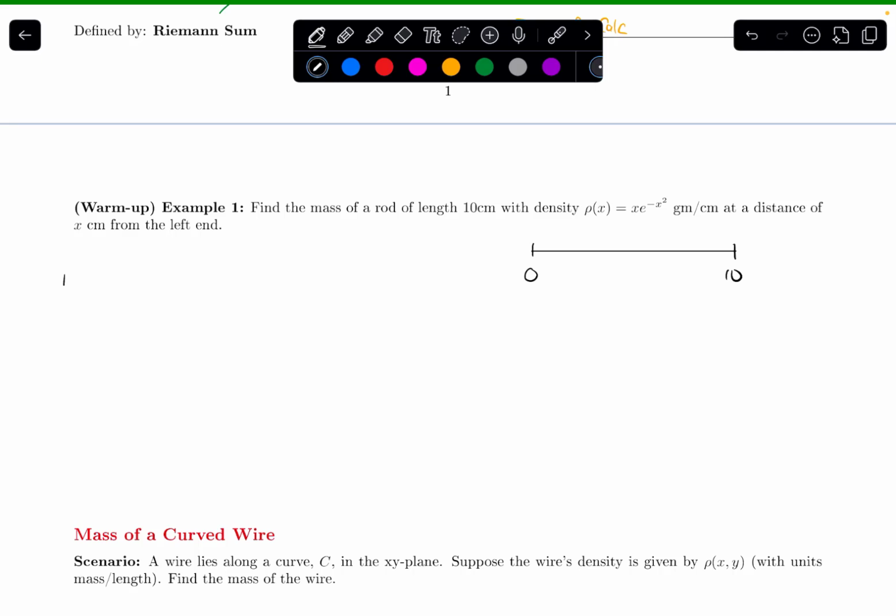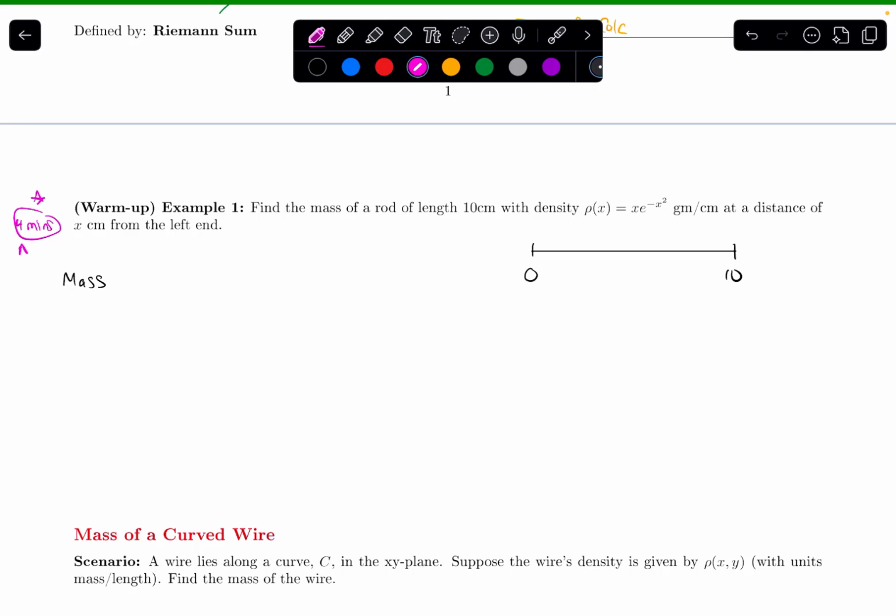From there, I want to try to set up an expression for mass and evaluate it. So I want to have you try this as a warm-up. Pause the video for about 4 minutes to try this. So pause it in 3, 2, 1, try it. Okay, so hopefully you did that. Hopefully you paused it and tried it.